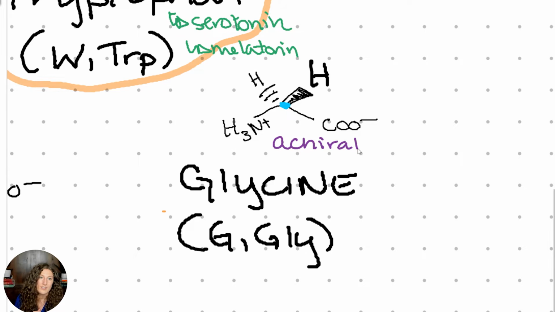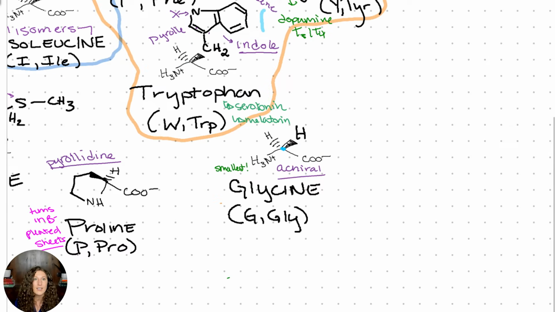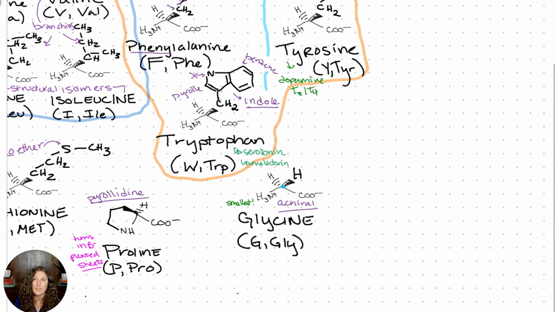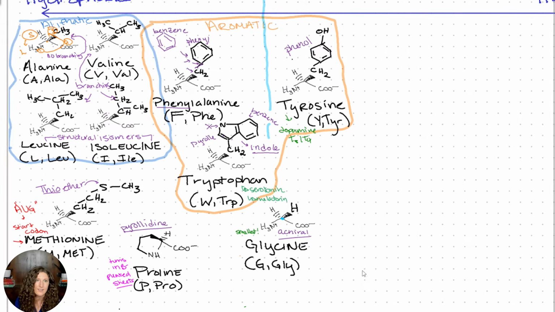No chiral center. It's the only one out of our 20 proteogenic amino acids that has this characteristic. So I did draw it with the wedge dash diagram just for consistency's sake, but it does not have chirality. I'm going to gently take our polar line here from tyrosine and bring it down and gently include glycine in the nonpolar category, because generally speaking, when we're looking at resources for the MCAT, they consider glycine to be nonpolar.